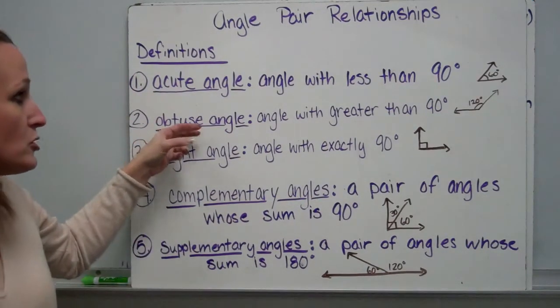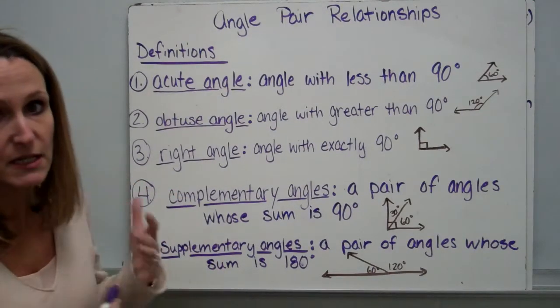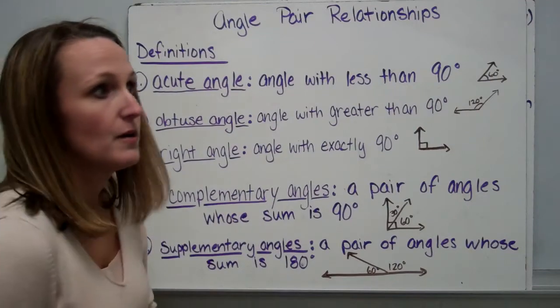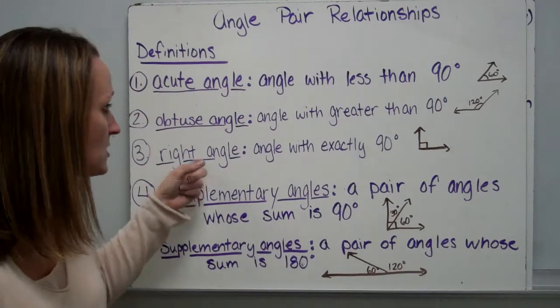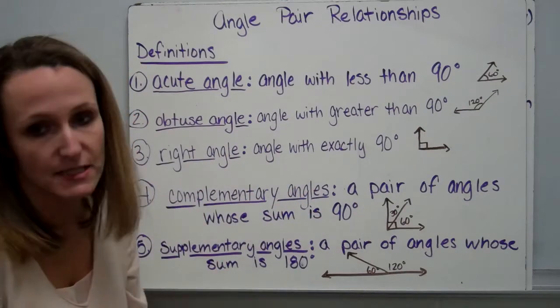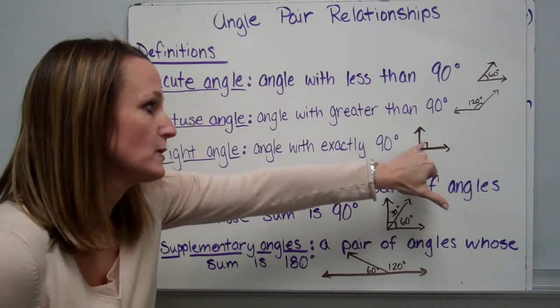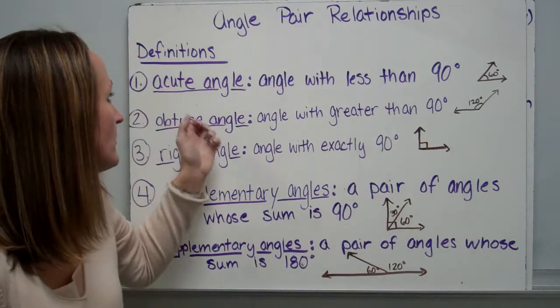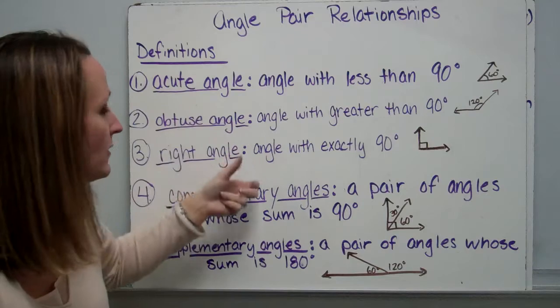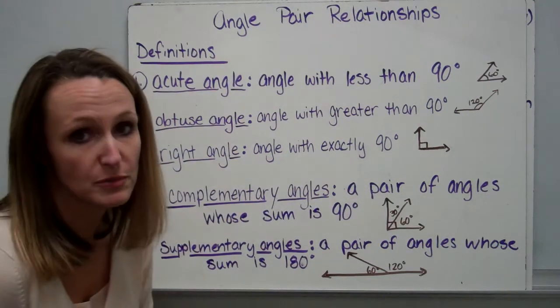Next we want to talk about an obtuse angle. And this is going to be an angle greater than 90 degrees. Greater than 90, less than 180, but an obtuse angle. Next, a right angle. This is one that looks like an L. A right angle is exactly 90 degrees, and it's going to be denoted with a square drawn into it. So we have a right angle, an obtuse angle, and an acute angle, and they all kind of relate to each other.